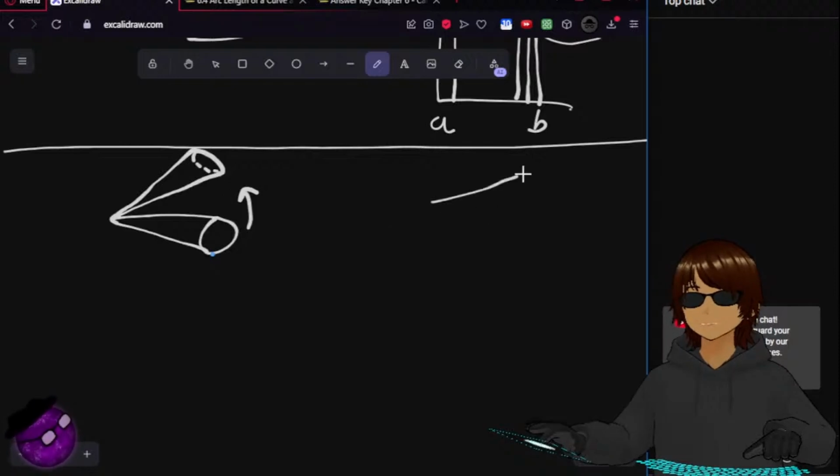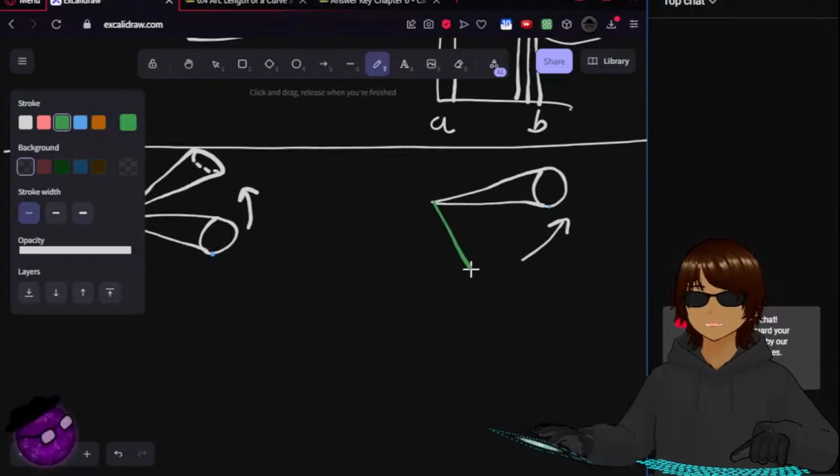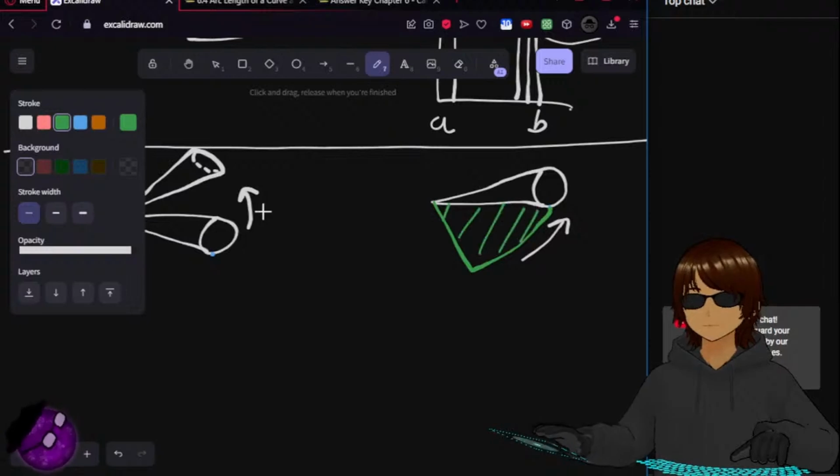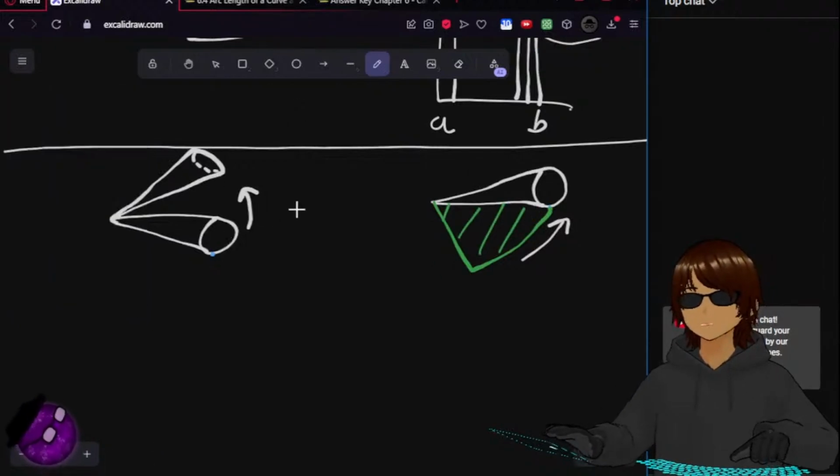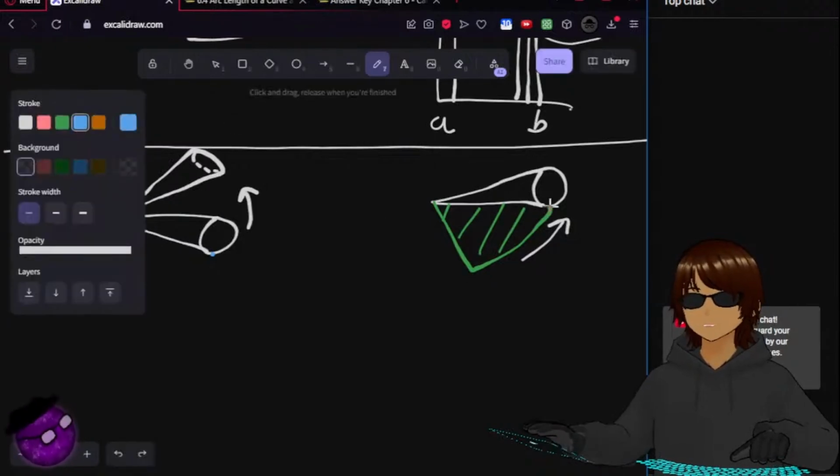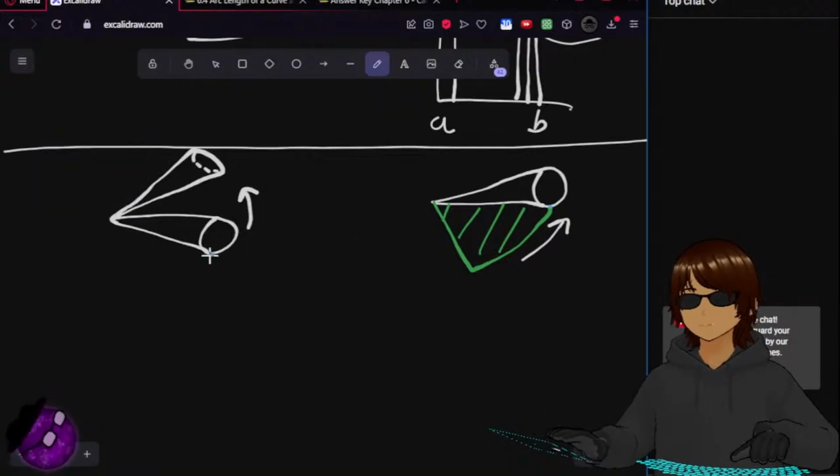Basically, if it does one full roll, it's going to leave behind an area, right? So the cone did one full roll and this is the region it covered after doing one full roll. Let's put this point here. So this blue point went all the way across. This green part looks like this.